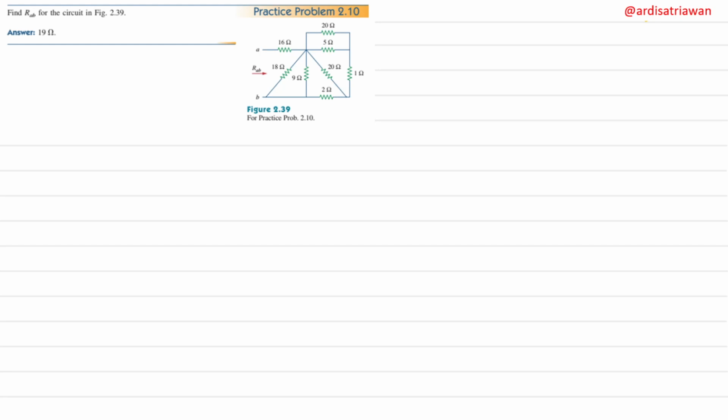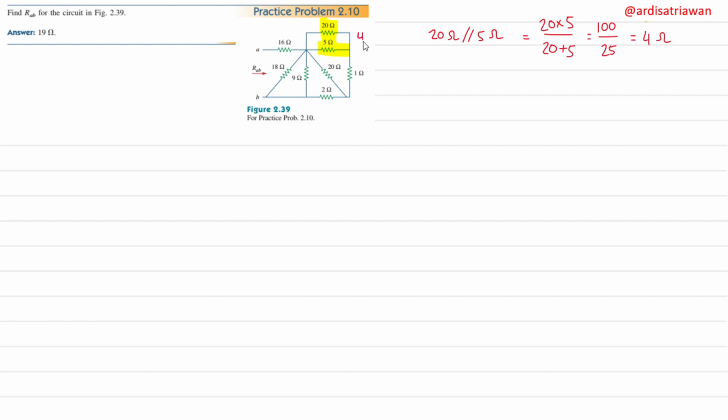Okay, now let's move on to practice problem 2.10. And again, we are asked to find the equivalent circuit. Okay, let's start from this one first. The first thing that I see here is a 20 ohm and 5 ohm resistor connected in parallel. So from here I will have 20 ohm parallel with 5 ohm, and this will be 20 multiplied by 5 divided by 20 plus 5, or this is 100 divided by 25, and that is 4 ohm.